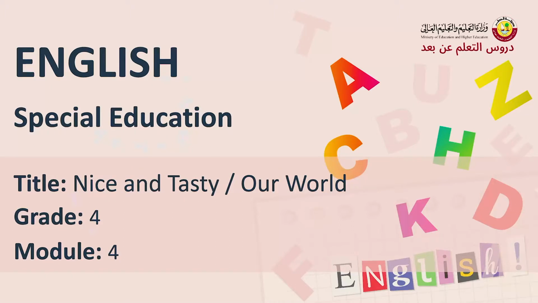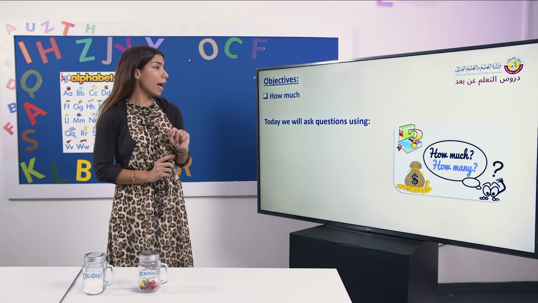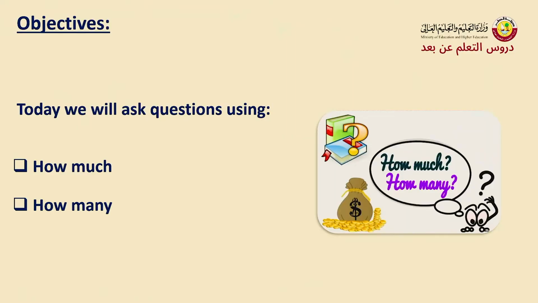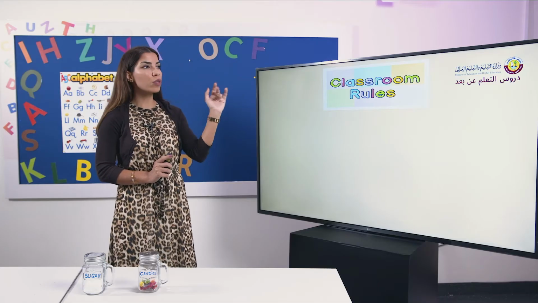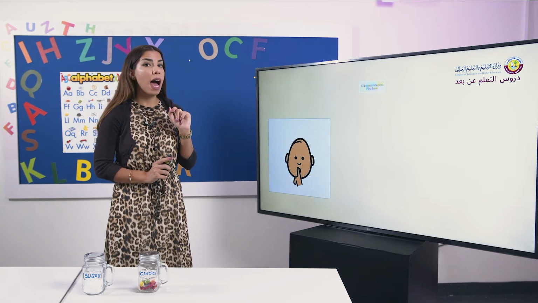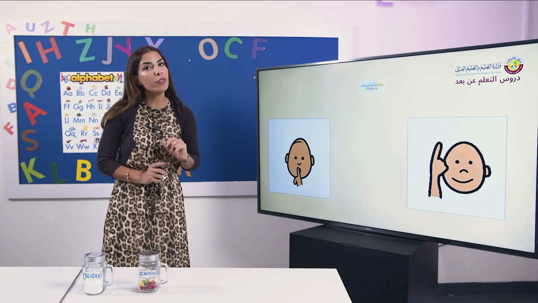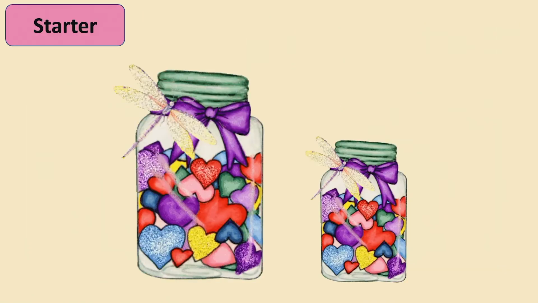Today, our lesson is Nice and Tasty, Our World, Grade 4, Module 4. And our objectives? In today's lesson, we will ask questions using how much and how many. But before we start, I would like to remind you of our classroom rules. I need you to be quiet and to take permission before you speak. Okay? Are you ready? Let's start.